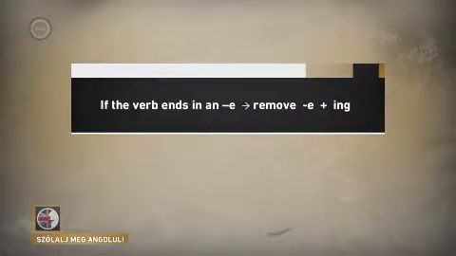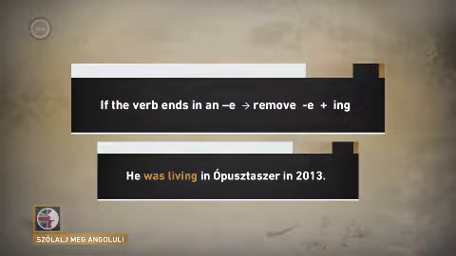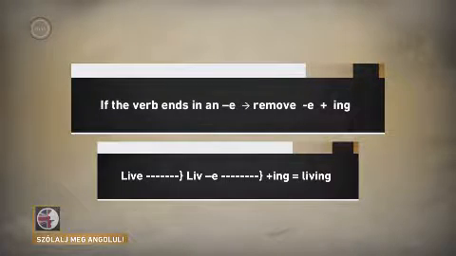And when we add ing to the infinitive of the verb, we sometimes have to be a little bit careful with the spelling. If the verb ends in an E, then we have to remember to remove the E before we add ing. So, in the sentence, he was living in Ålpustasäär in 2013, we know that we remove the E from the end of the verb to live and then add ing.